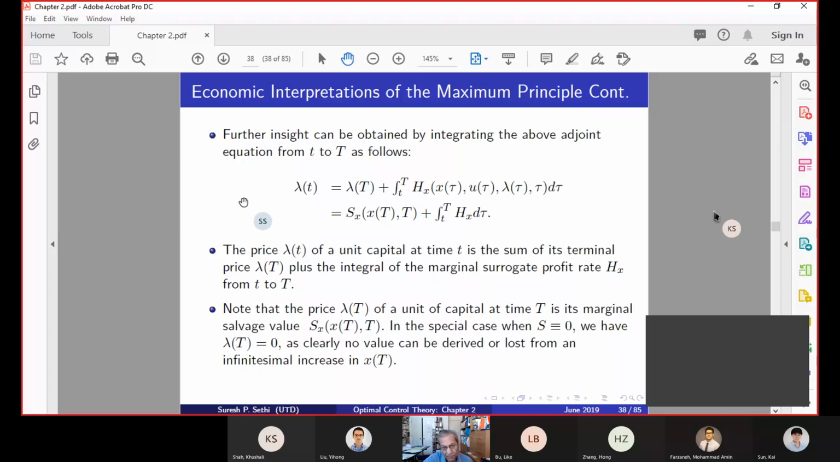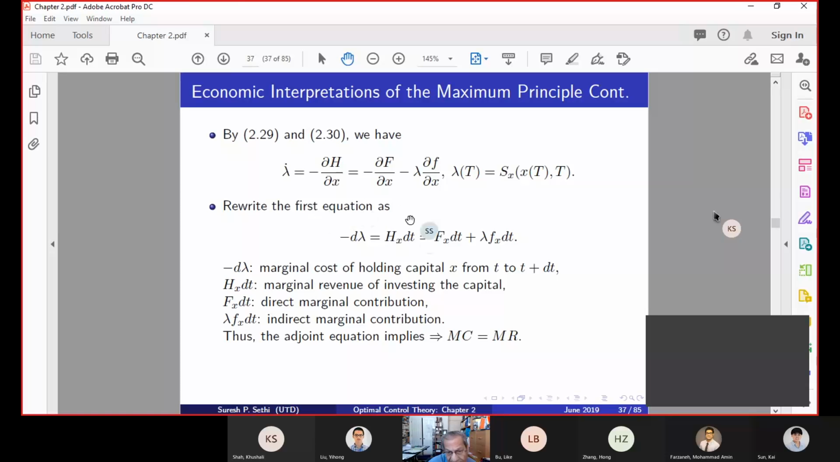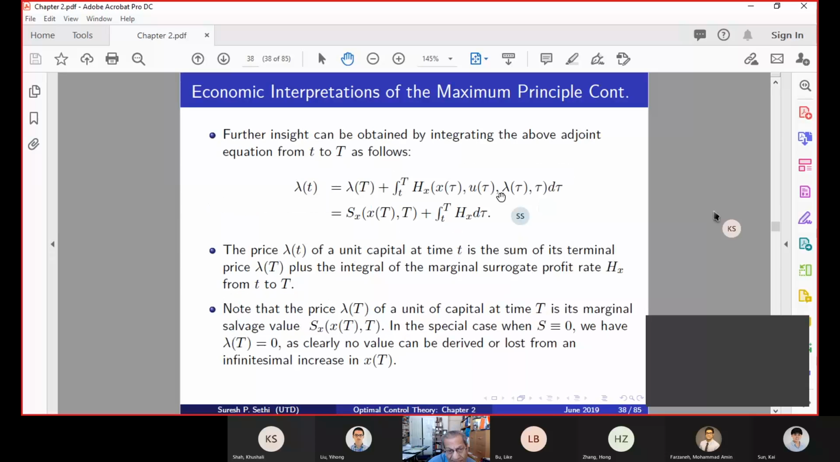Look at another way. I can integrate this guy. If I integrate this from small t to capital T, then I get lambda t plus the integral of that. This one is nothing but Sx, and this is the integral of that. You can see what's going on here. The price lambda t of a unit of capital at time t is the sum of its terminal value lambda T plus the integral of marginal surrogate profit rate from t to T.